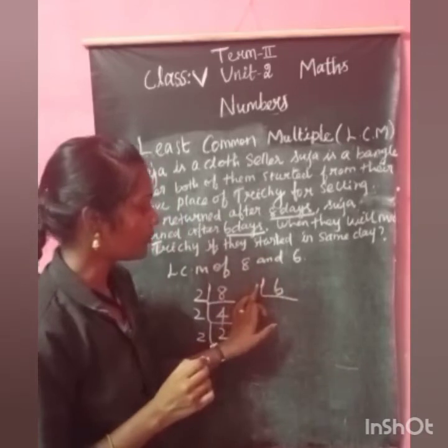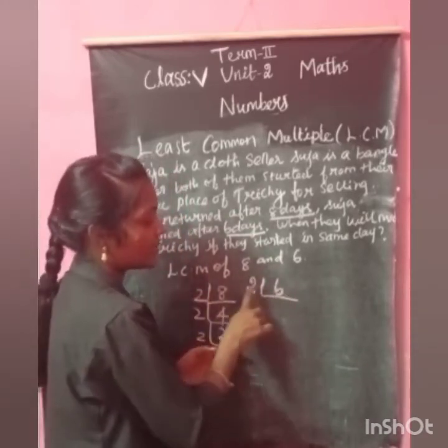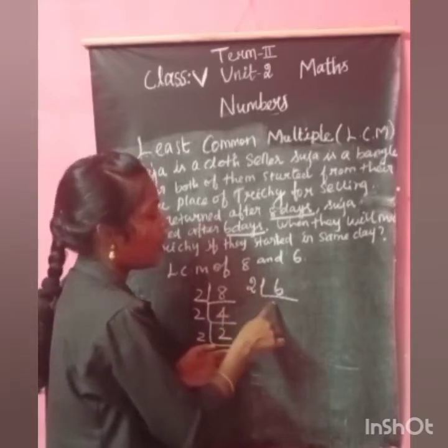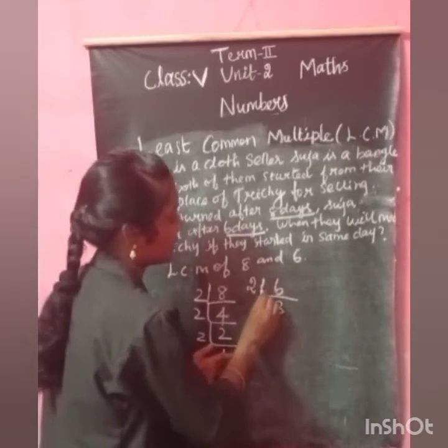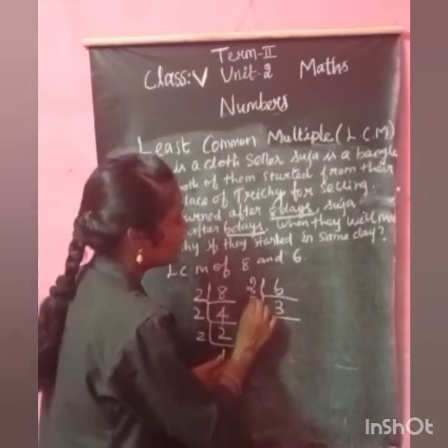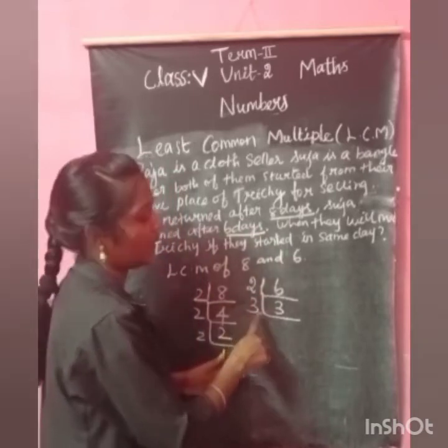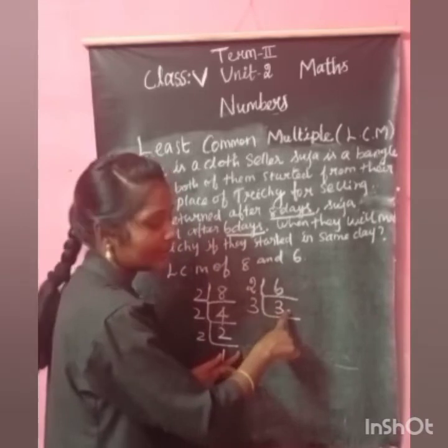Next, 6. Take the smallest prime number 2. Is 6 divisible by 2? Yes. How many times? 3 times. So 3 twos are 6. Next, is 3 divisible by 2? No. So next prime number 3. 3 divided by 3 is 1. So 3 ones are 3.